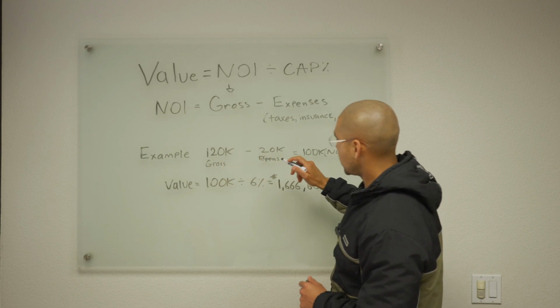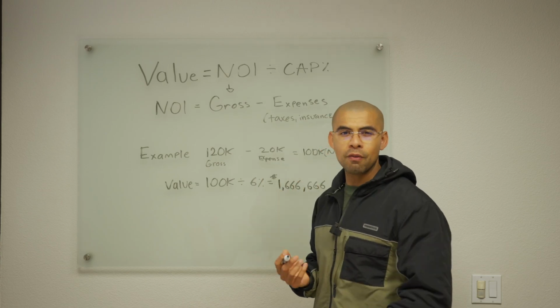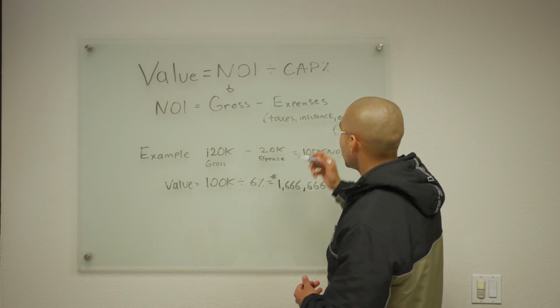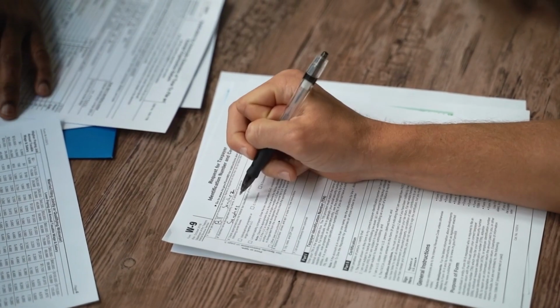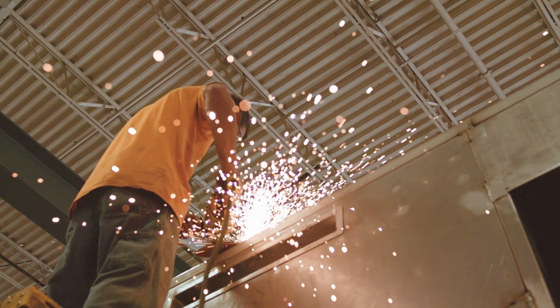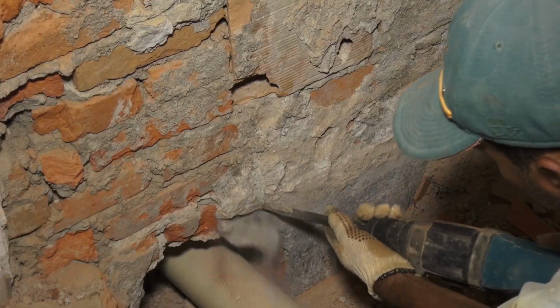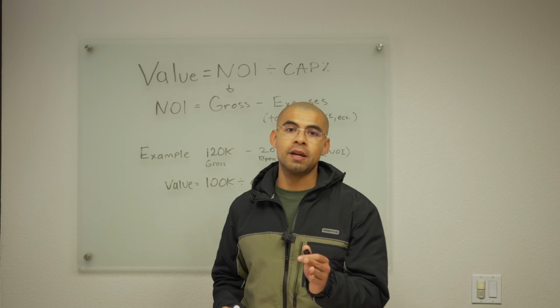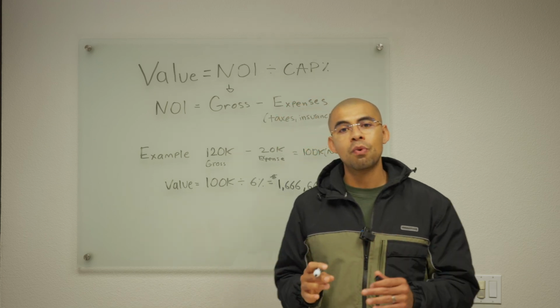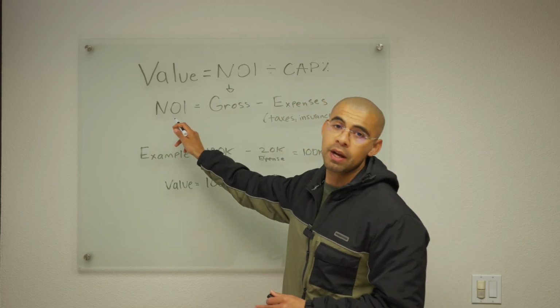I want to give you an example of some expenses that you may have on your property that you need to account for. First would be taxes. Another would be insurance, utilities, maintenance, repairs. Any expense that comes out of your pocket as the owner of the property needs to be accounted for when you're calculating the net operating income, okay?